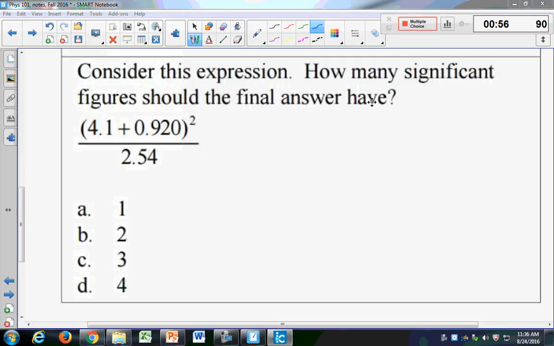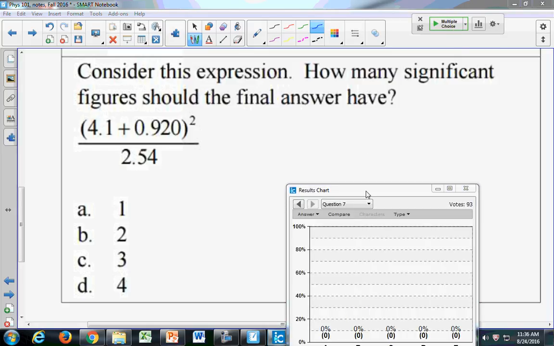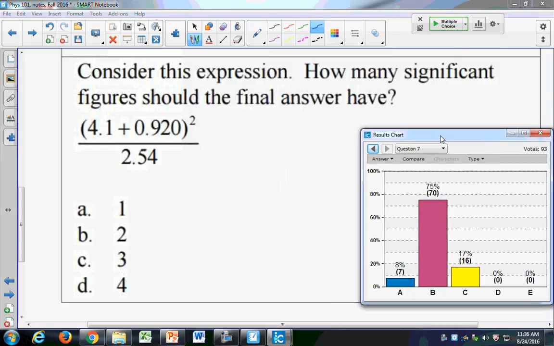Most of you have it wrong. Just want to give you a warning. I'm going to stop at 105. No, most of you think it's B. And the reason you think it's B, 2, is what? Which number makes you think it's B? 4.1. Ah, but look, you're adding here. You're not multiplying.